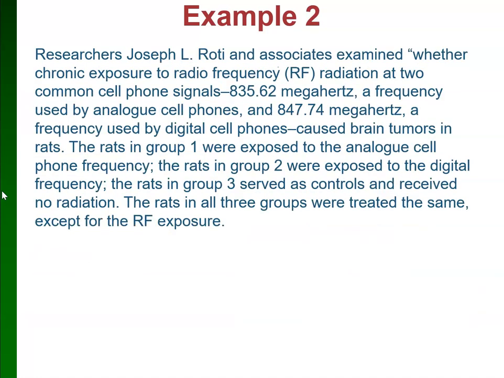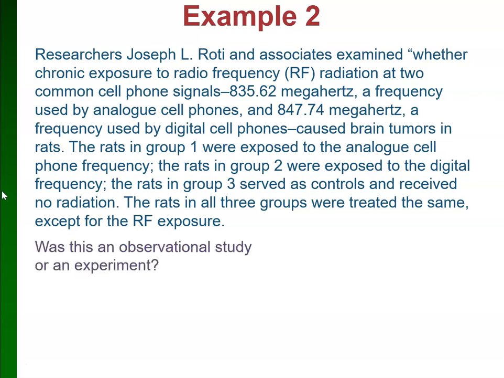Now let's look at another example. In this one, the researchers were examining whether chronic exposure to radio frequency radiation caused brain tumors in rats. The rats in group 1 were exposed to analog cell phone frequency. The rats in group 2 were exposed to the digital frequency. The digital frequency is higher than the analog frequency. The rats in group 3 served as controls and received no radiation at all. The rats in all three groups were treated the same except for the RF exposure.